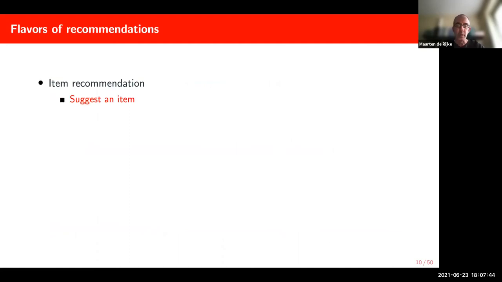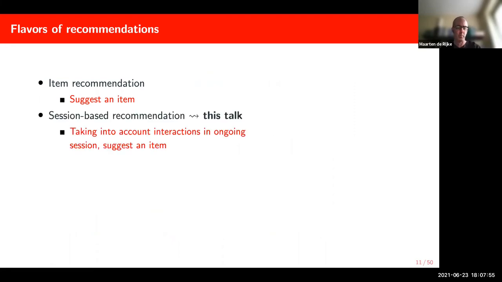And so I'll zoom in on recommendations for the rest of the talk. It's important to keep in mind that we have different flavors of recommender systems. So just item recommendation or session-based recommendations, where a user has logged on and we try to understand what the previous interactions in the ongoing session mean, how to interpret them, and then based on this, or partly based on this, suggest a next item or a next service.